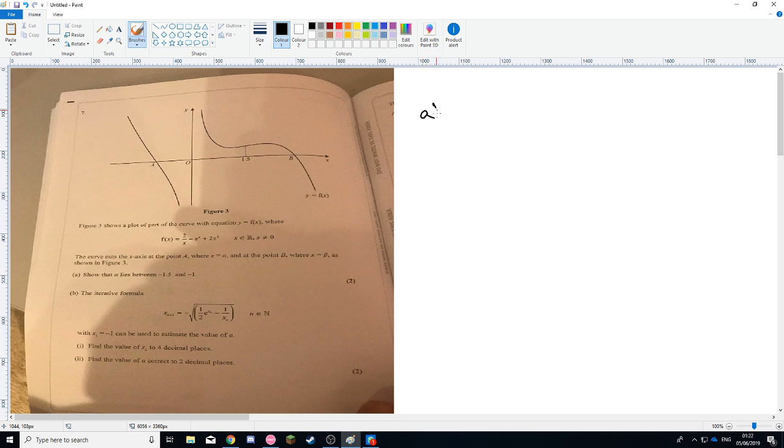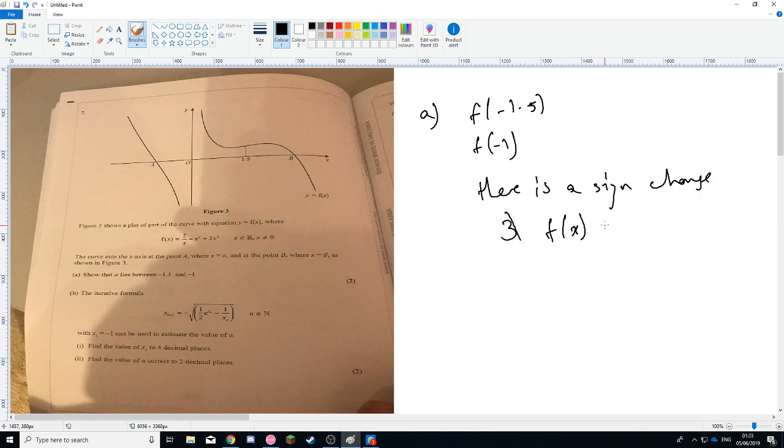Show the alpha lies between thing. You plug in minus 1.5 and minus 1. So you do f of minus 1.5, you do f of minus 1. You say there is a sign change, and f of x is continuous in the interval minus 1.5 to minus 1. Because it's continuous and there's a sign change, therefore there is a root.